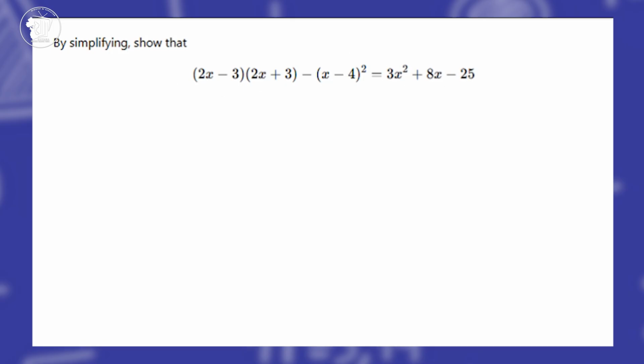So what we can do is simplify this side here so that it will look like this side. So let's start simplifying. First of all, we have the same thing here and here, but one is subtracting and one is adding. So immediately our mind should jump to the difference of two squares. So we know we have to square this and square this, and then we subtract them.